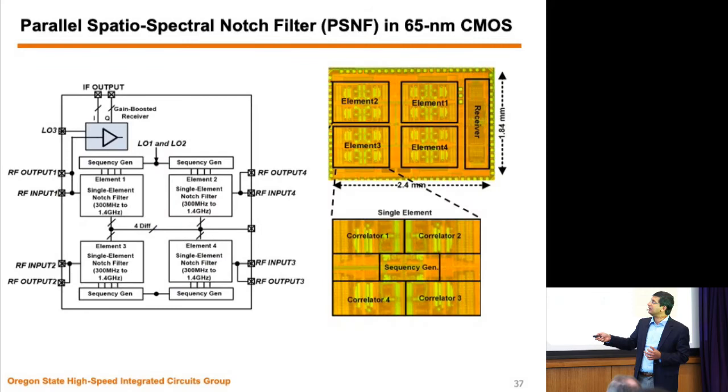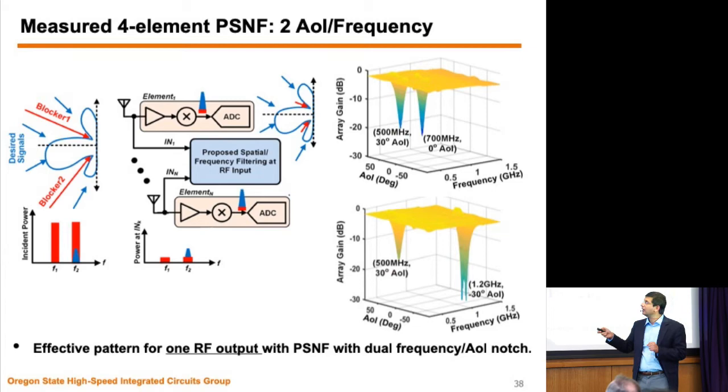This is a four-element MIMO array. And what we have is this notch filter that is correlated across them. And this is now the measured pattern with this spatial and frequency domain notch filter, where what we are demonstrating is we can create two notches in the pattern for each element. And these two notches are independently controlled in terms of their angle of incidence and frequency.